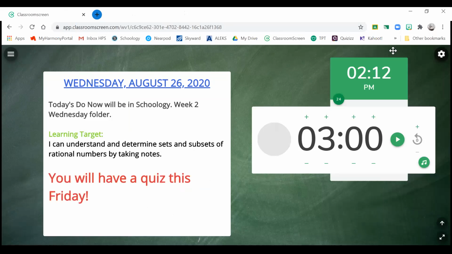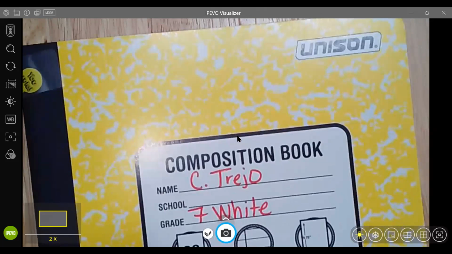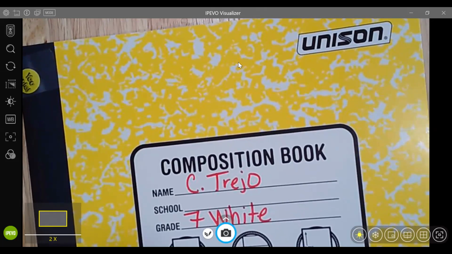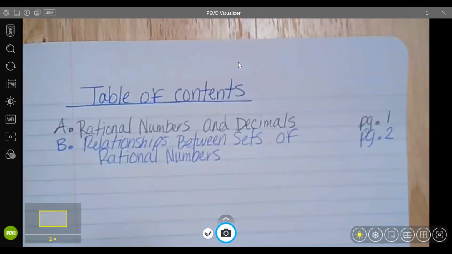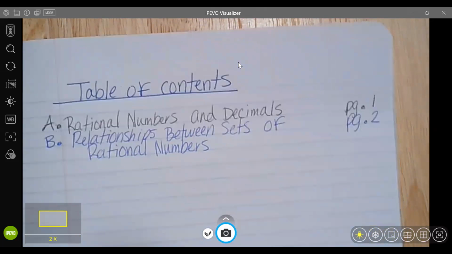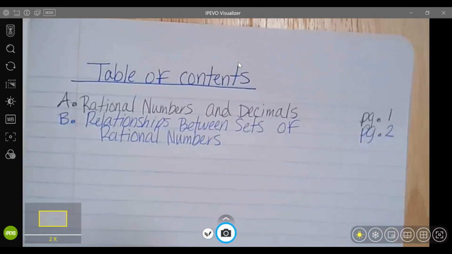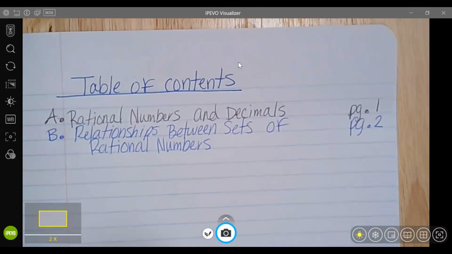Okay, so let me share what I want for you to look at. So this is our math journal for our class. If you don't have a journal, I highly recommend you getting one. We do take notes in it often. So far, we've covered 2 different topics. We've covered rational numbers and decimals, as well as today, relationships between sets of rational numbers.